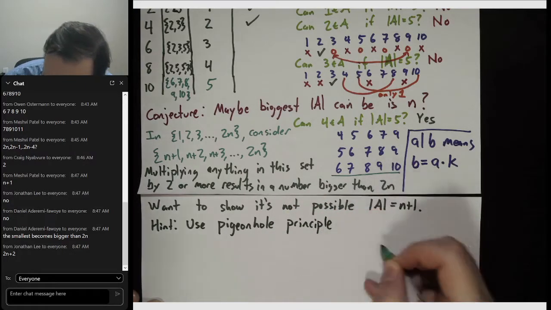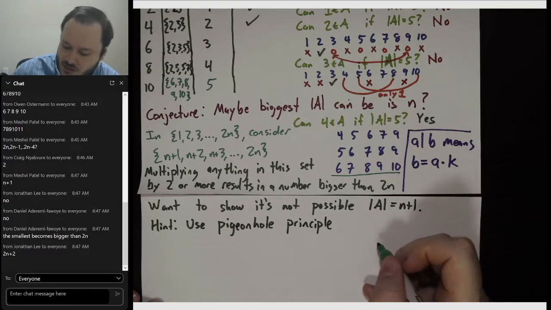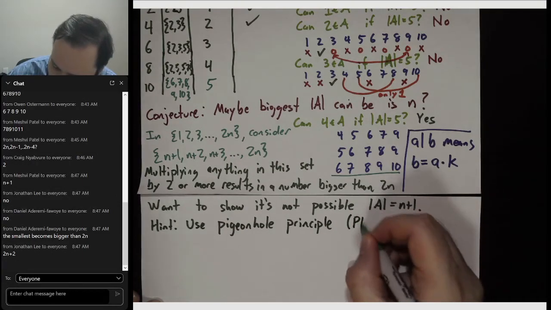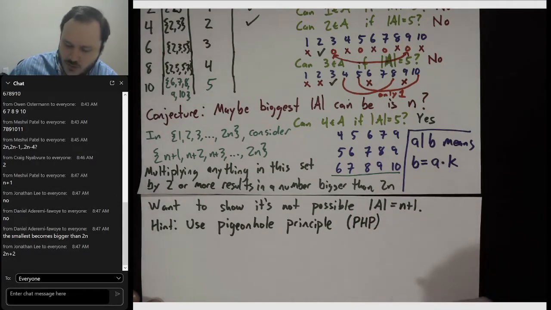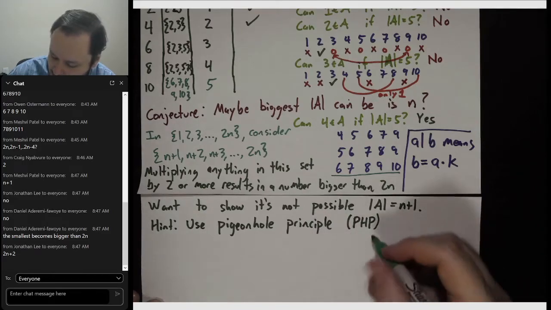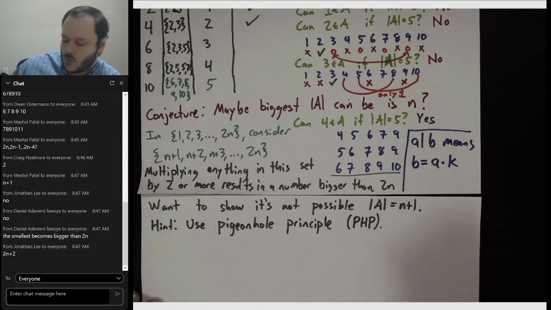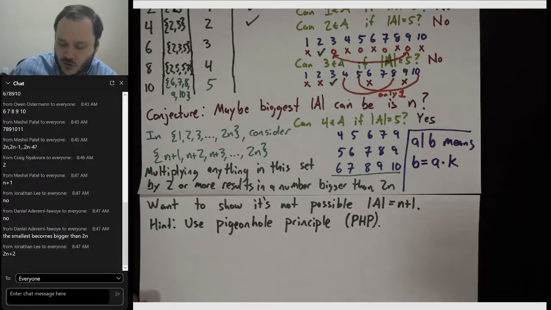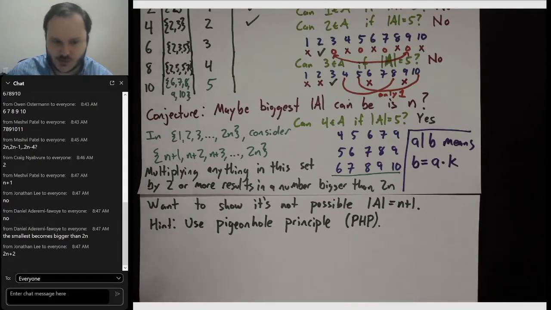By the way, I think sometimes this gets abbreviated PHP. I don't know if we're going to do that on tests or quizzes, but just in case, I wanted to mention it. Pigeonhole principle, PHP. What are either our pigeons or our holes? Who can get us started on the pigeonhole principle?